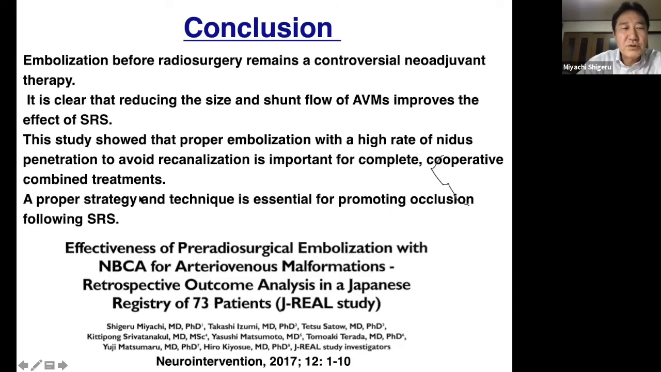So, conclusion, this is our paper. Proper embolization with a high rate of nidus penetration to avoid recanalization is important for complete cooperative combined treatments. A proper strategy and technique is essential for promoting occlusion following radiosurgery.